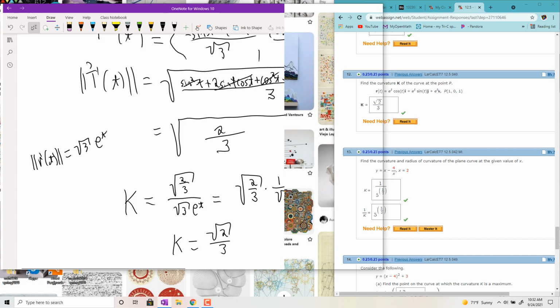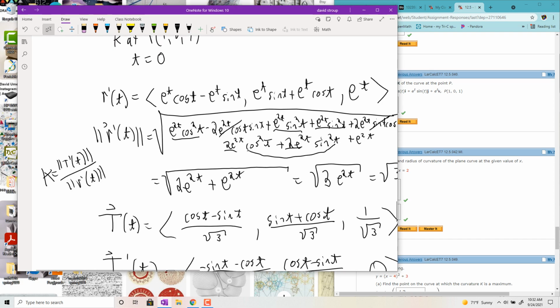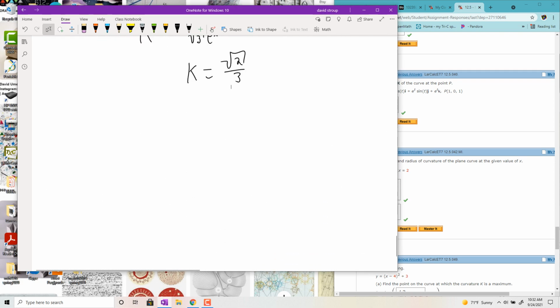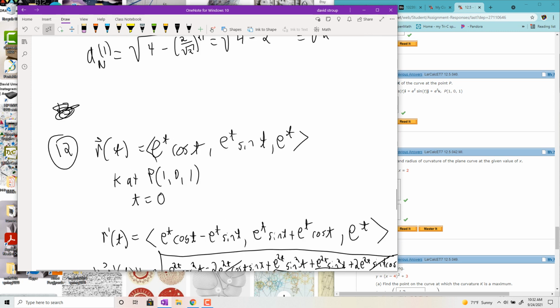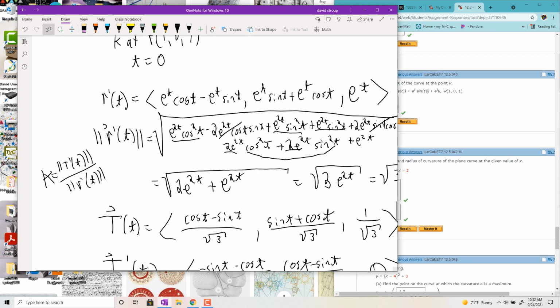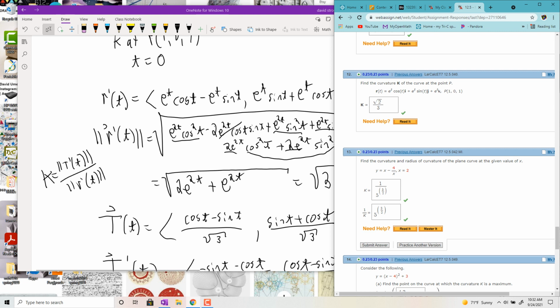I'm not going to put something crazy like that on the test. You'd spend the whole time doing one problem. But you should be able to figure out curvature using whatever formula is required of you.